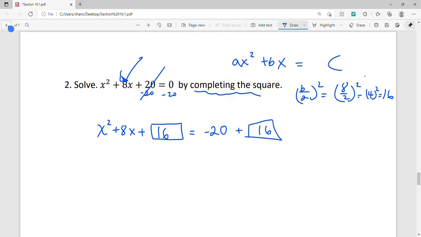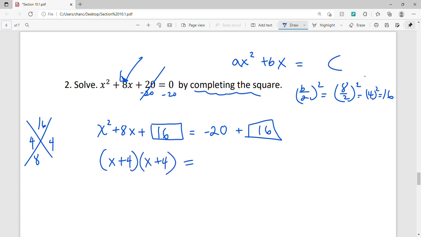And so this on the left can be factored as x. Let's see with the diamond method what that is. We have a 4 and 4. So this factors as x plus 4 times x plus 4 equals, on the right, this is negative 4. Now, what's x plus 4 times x plus 4? I could rewrite that as (x plus 4) squared equals negative 4.